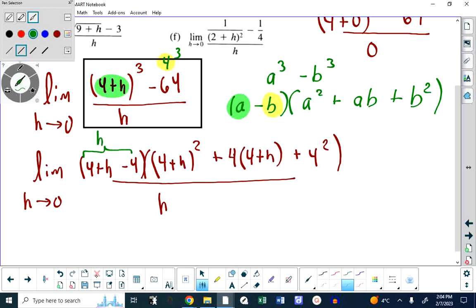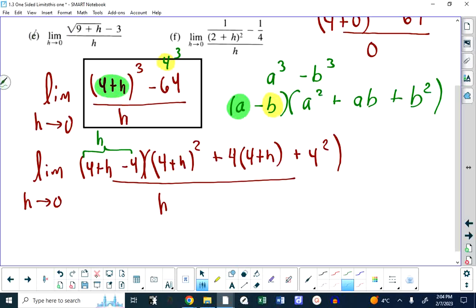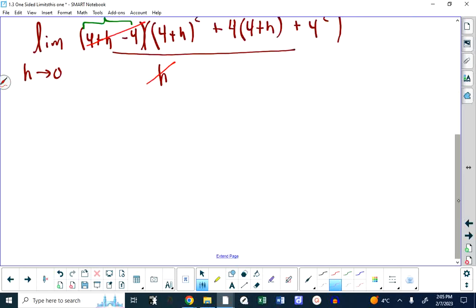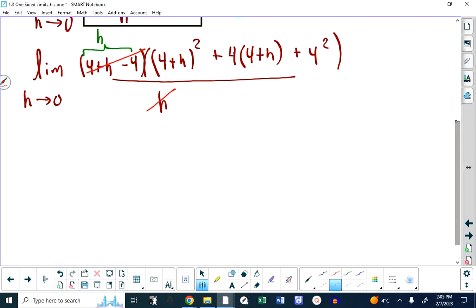And we're almost done here because this is h. Right, 4 plus h, and then minus 4, all you're left with is h, and that h is now a factor of the numerator and the denominator, so it's gone. And now we can go ahead and put 0 in for h. And when I put 0 in for h, well, 4 plus 0 is 4, 4 plus 0 is 4. I'm going to get 16 plus 16 plus 16, which is 48. Is that okay? Okay, good.